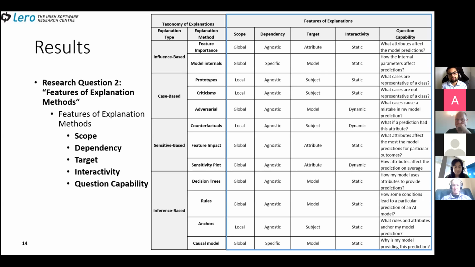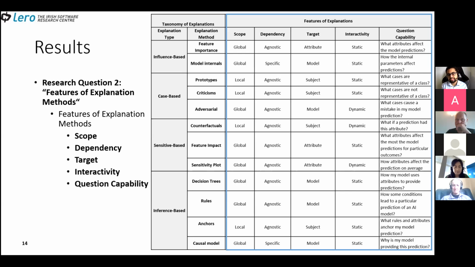And I can give the example of one of those activities, which is to analyze similar cases. So to analyze similar cases to a suspicious transaction, an expert can be supported, for example, by a case-based explanation method, providing representative instance of a particular class, or adversarial examples illustrating cases that the AI model can get wrong.